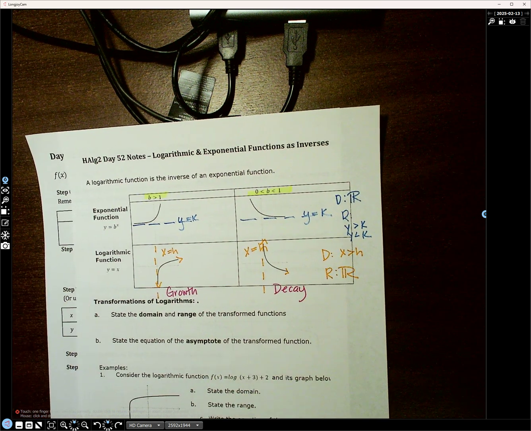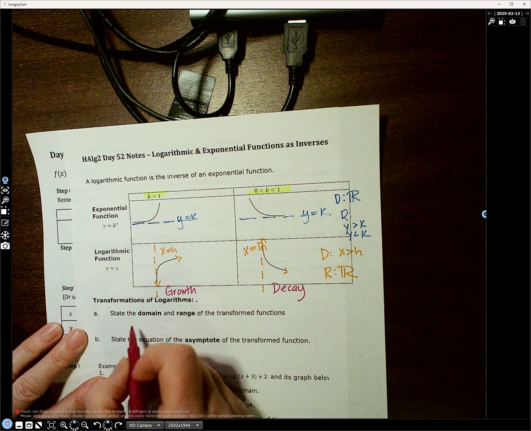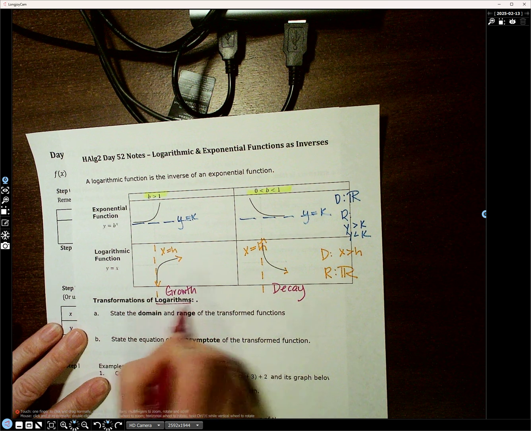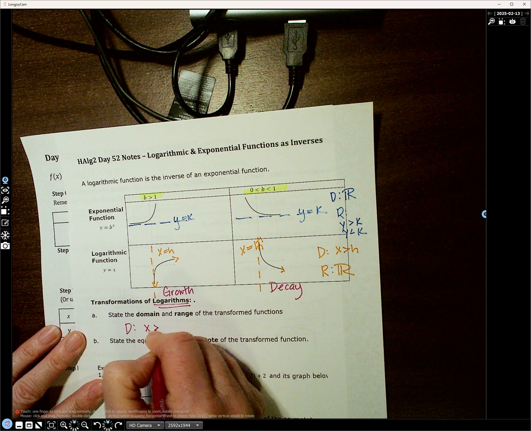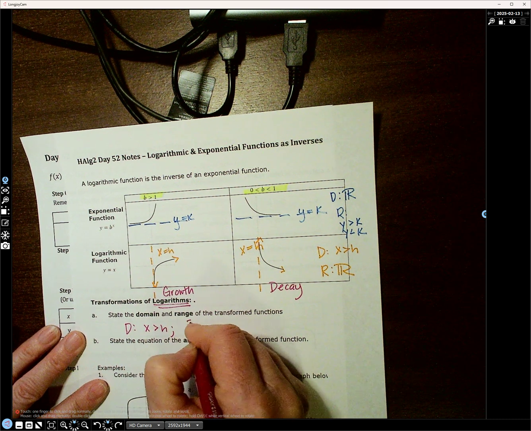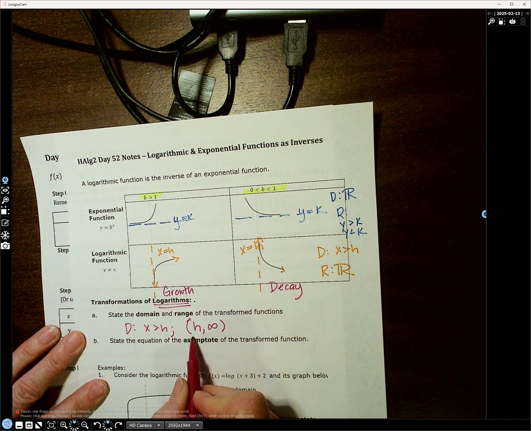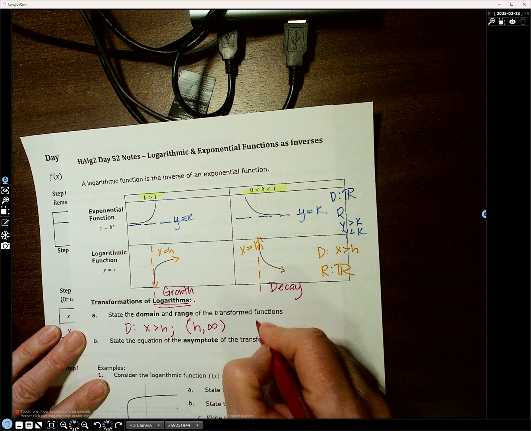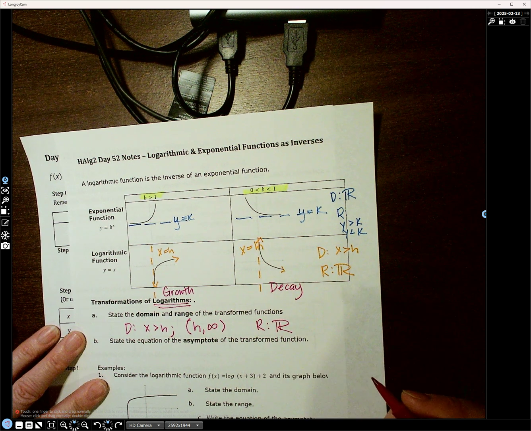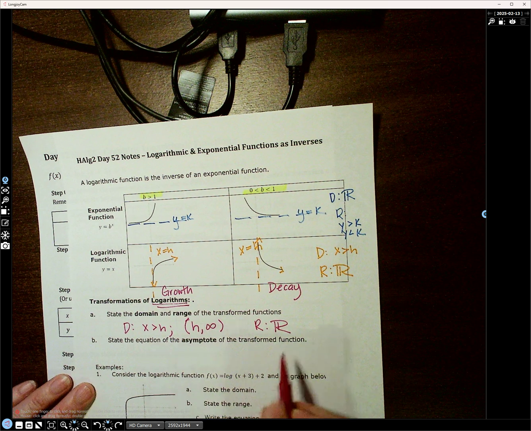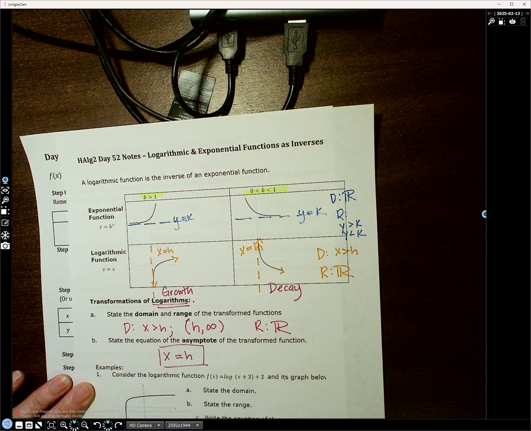Okay, so state the domain and range of the transformed functions. So we have said for logarithms, now we're focusing on logs. The domain is x greater than h, or soft bracket, h to positive infinity. It's soft bracket because this is an asymptote. The range for the log is going to be always all real numbers. The asymptote of the transformed function is x equals h. That's big.